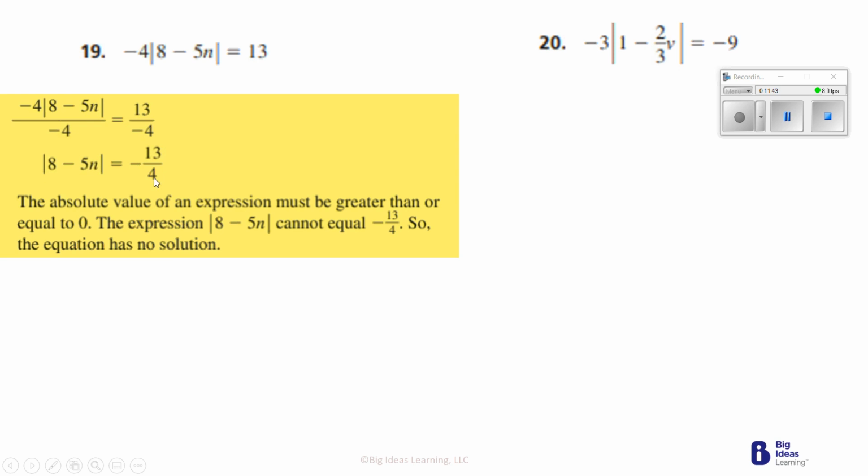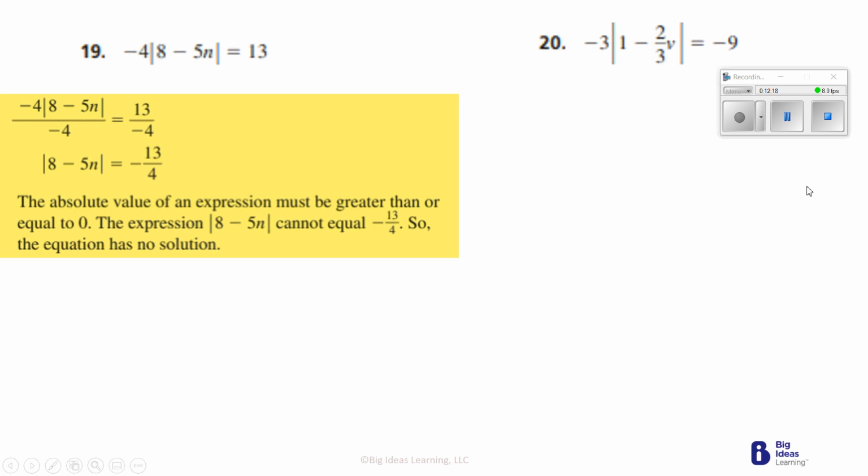Now we have negative 13 over 4 is equal to 8 minus 5n. Now, notice over here it says the absolute value of an expression must be greater than or equal to 0. Okay? The expression 8 minus 5n cannot be equal negative 13 over 4. Remember, whatever the absolute value is, it's got to be a positive number. It's got to be 0 or a positive number. Okay, so it cannot possibly equal negative 13 over 4.